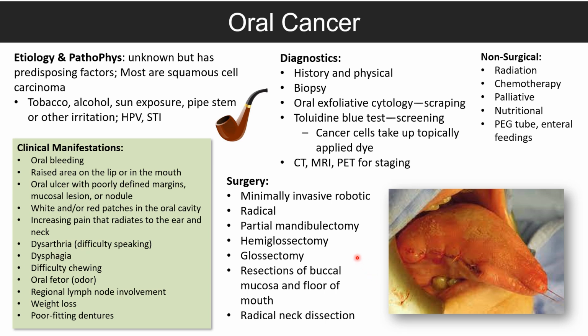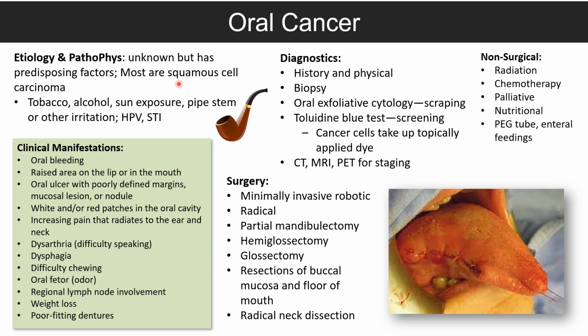Okay, so the etiology of this type of cancer, we don't know. However, we do know that patients who use tobacco, drink a lot of alcohol, have HPV or other STI are more prone to oral cancer. Pipe stem has been known to lead to oral cancer. Pipe stem is this little piece right here that sits on the lip when you smoke it. So as it sits there, it's an irritant and it can lead to oral cancer.